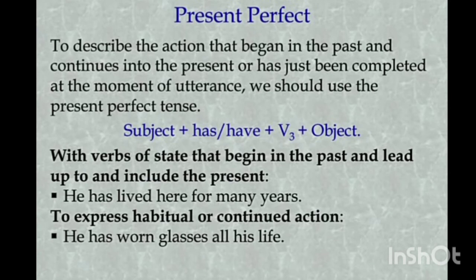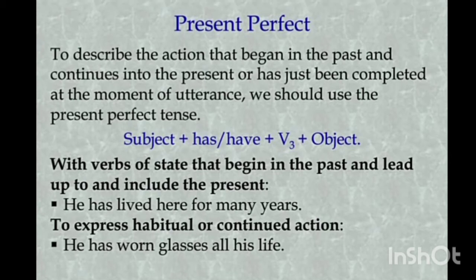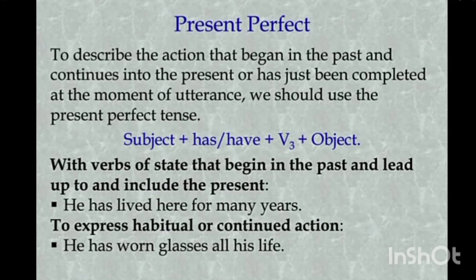Now the next is present perfect tense. To describe an action that began in the past and continues into the present or has just been completed at the moment of utterance, we should use the present perfect tense. So let's talk about the sentence structure. It will have subject plus has or have. Again, has we will be using with a third person singular noun, and with others we will be using have.